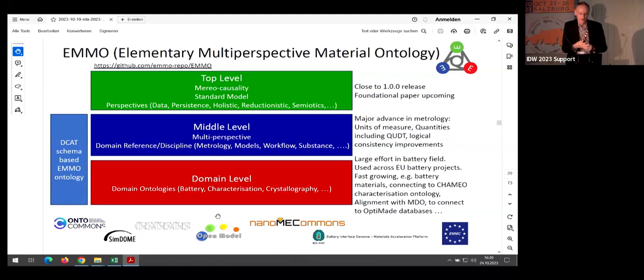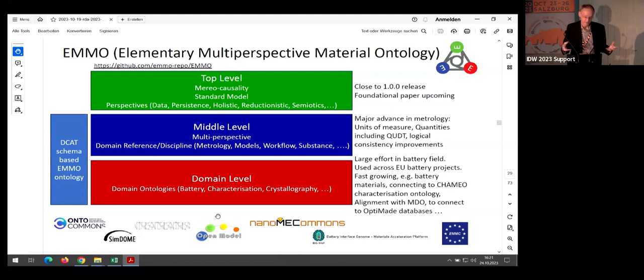It is based on mereocausality, which is a new fundamental theory as well, which will be published soon, based on existing analytical philosophical principles, and is also based on the standard model. So everything physical is somehow made up by the standard model, because that's our current understanding. That's at the very high level. But then you can express things in different perspectives. So with things like data, or a book, you can say the book is about the data, or you can say the book is an object, or you can say the book is a material. So the perspectives are a key part of EMMO.